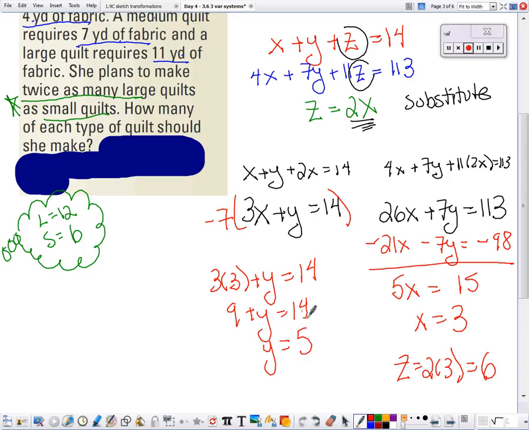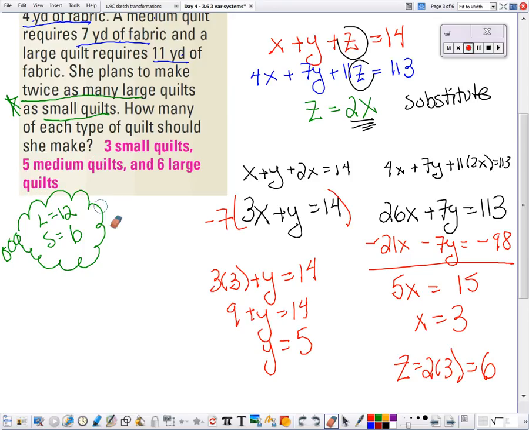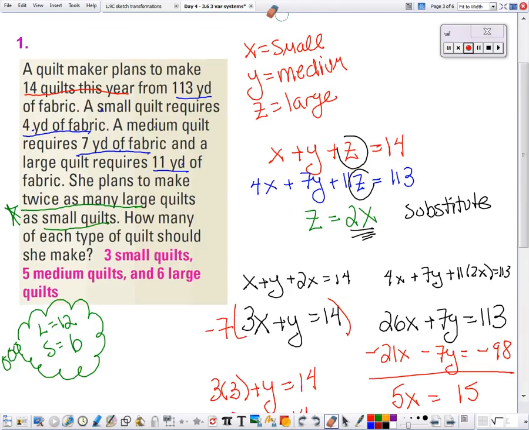Now, because it's a word problem, I'm not going to write my answer as a coordinate. I'm going to write my answer as a sentence because it's in the context of this problem. So here is what you could write: she made 3 small quilts, 5 medium quilts, and 6 large quilts. It is imperative, super important, that you define your variables before you start your problem. You have to do that so that the reader of your work knows what variables stand for what context in this problem.